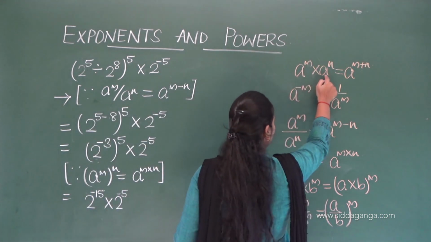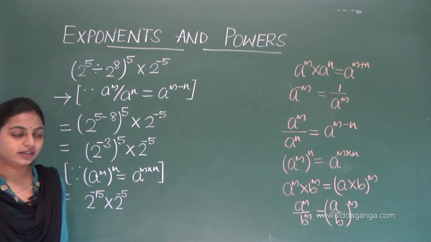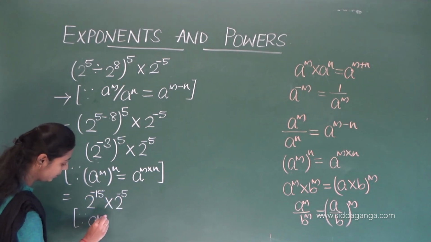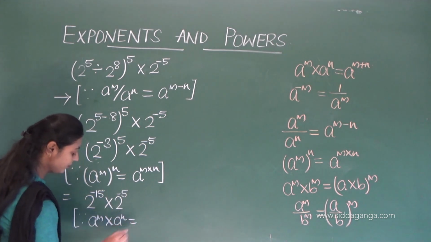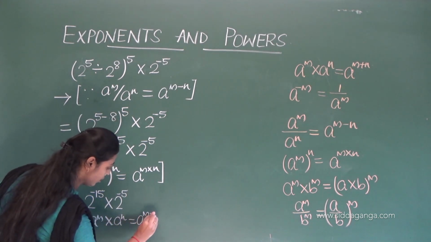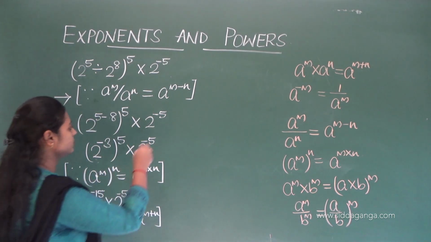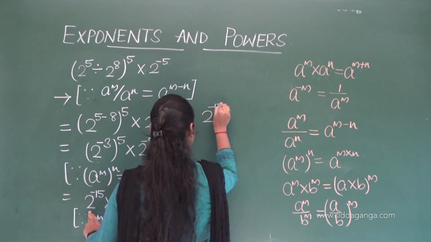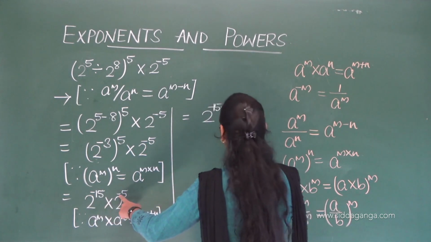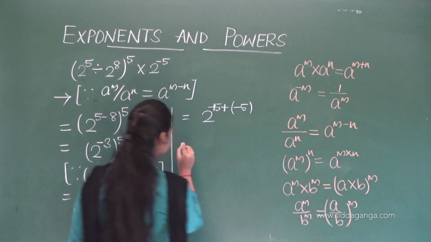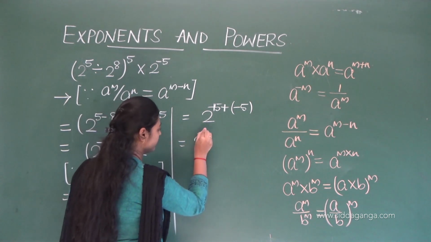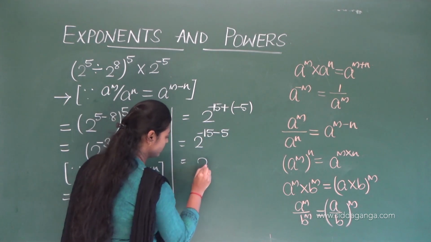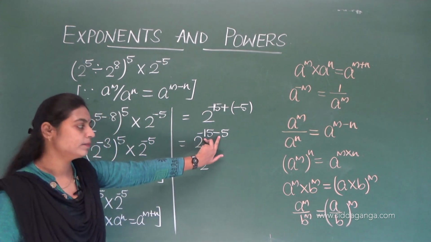So a raised to m into a raised to n is equal to a to the power of m plus n. So 2 to the power of minus 15 plus minus 5, that is equal to 2 to the power of minus 15 minus 5.